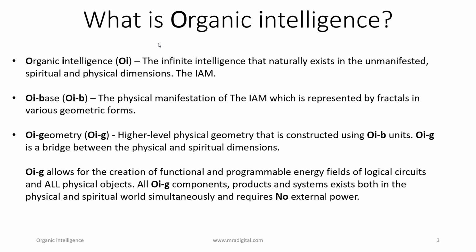So you have organic intelligence, which is the unmanifested energy that exists in the unmanifested realms. That unmanifested energy, the I am, manifests itself into infinite fractals of different forms and geometries in the physical world that you can see in nature. Everywhere you look, you will see it. You can take those organic base units and think of them like transistors, and then you can create higher level models of geometry, which we call organic geometry. So you can take several organic base units, combine them together in a certain fashion, and then you can create a higher level geometry, which actually will create a functional energy field in the spiritual realms, and that energy field will do work and bring the data back.